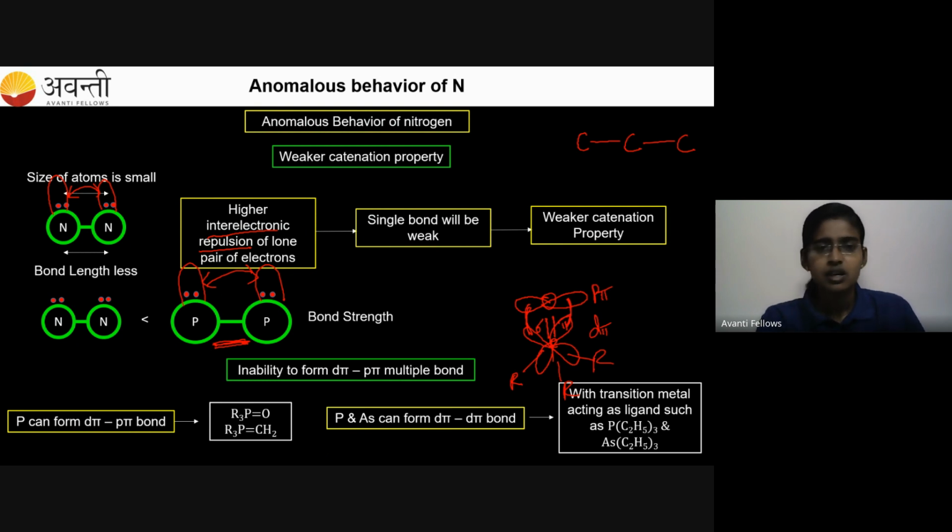Okay. So what is the first property? First is the small size, high electronegativity, high ionization energy, and absence of d orbital. The next is weak catenation property due to lone pair repulsion and inability to form d pi p pi multiple bond because of the absence of d orbital.